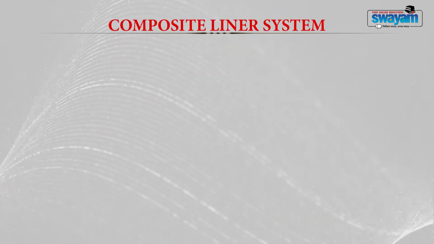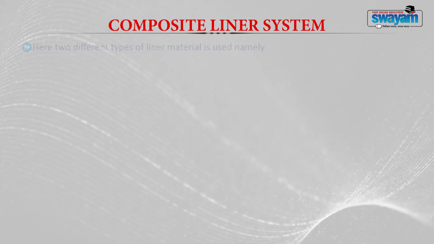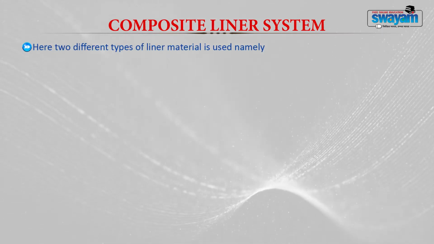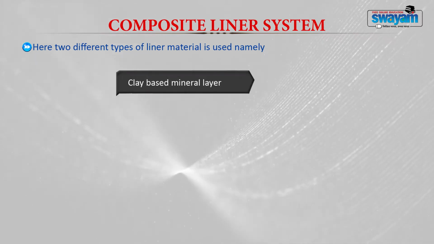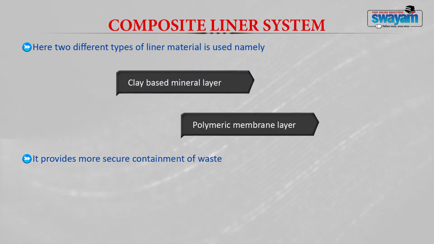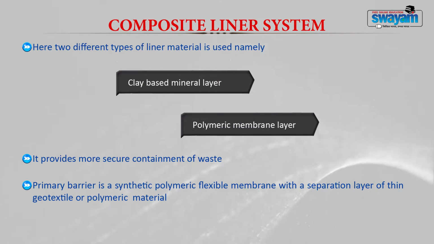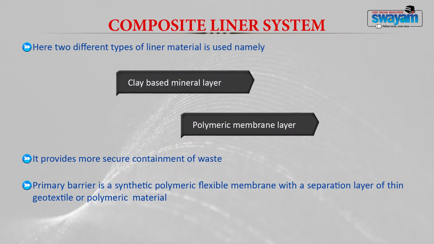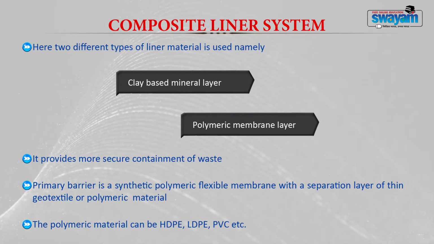The second type of liner system is your composite liner system. Here two different types of liner material are generally used, one your clay-based mineral layer and the other one a polymeric membrane layer. Now, this provides more secure containment of waste when compared to a single liner system. The primary barrier used here is a synthetic polymeric flexible membrane with a separation layer of thin geotextile or a polymeric material. The polymeric material can be HDPE, LDPE or PVC. The secondary barrier can be clay, bentonite-enhanced soil or geosynthetic clay.